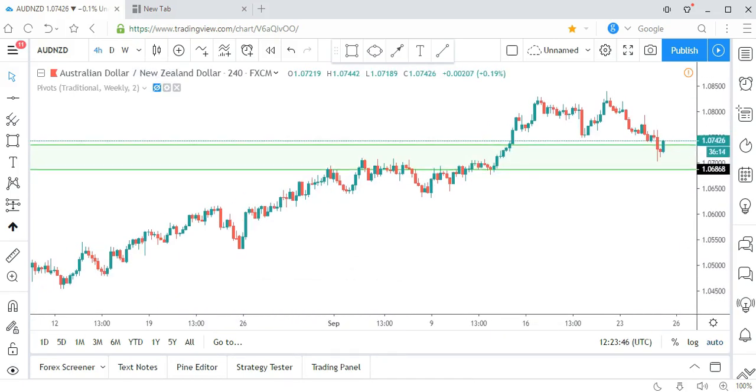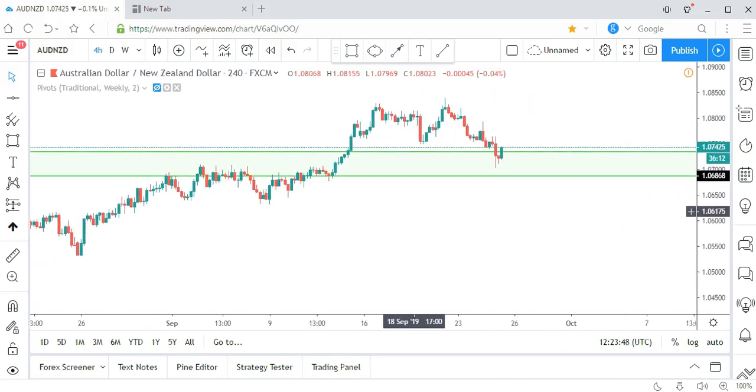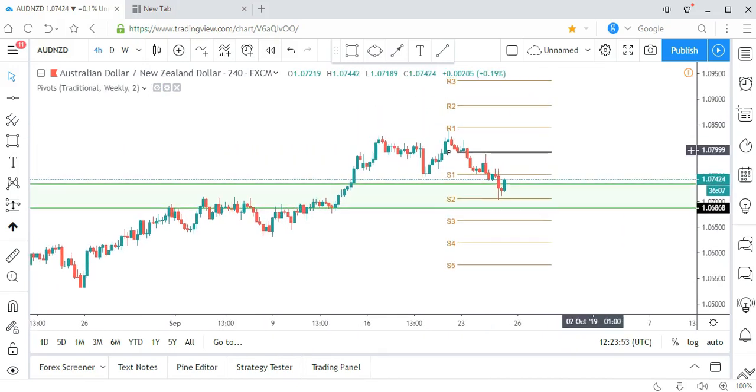So this is what price is doing on the 4-hour time frame. Right now is not a good time to buy. It's better you wait for price to trade above the PP. This is the PP here. So it's better for you to wait for price to trade above the PP before you start buying, since price is still at the key zone.